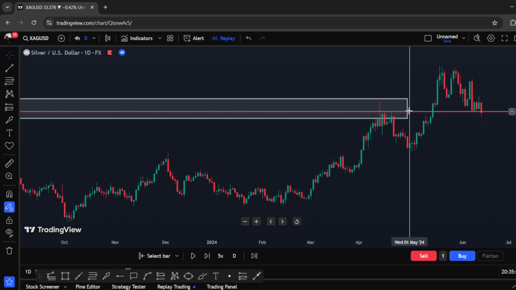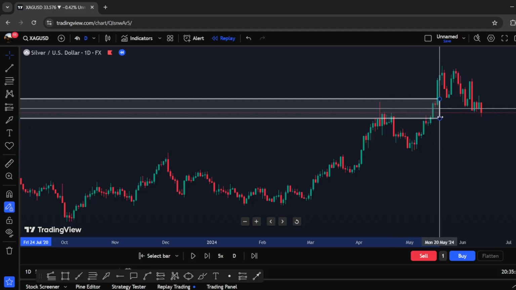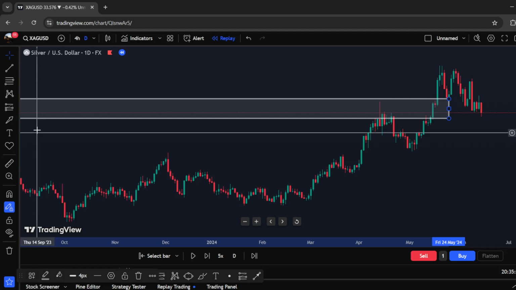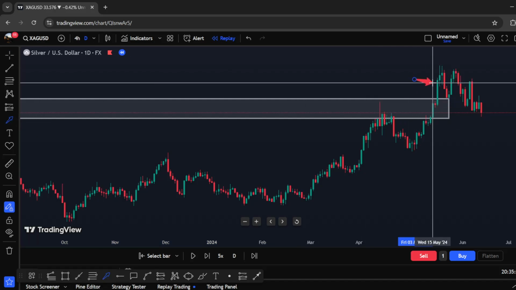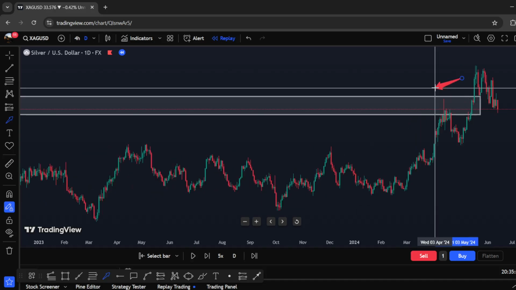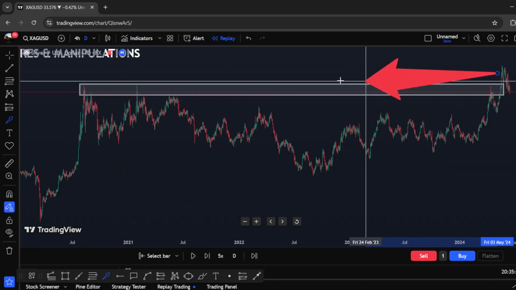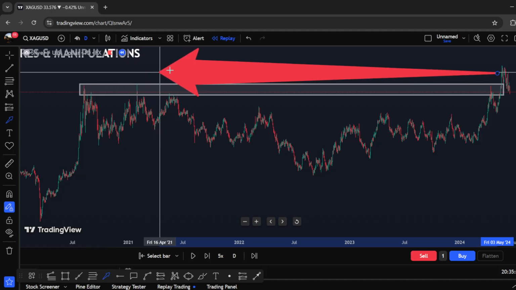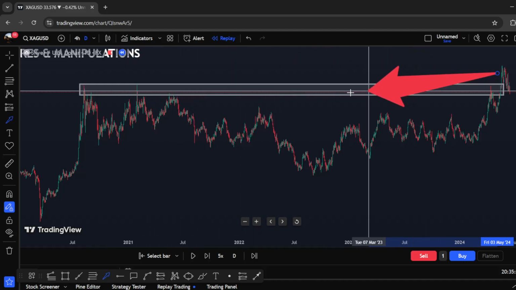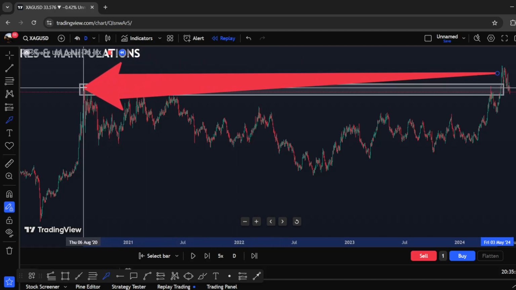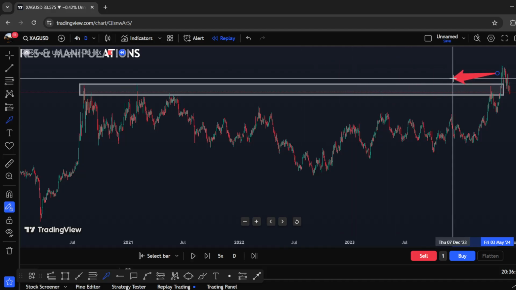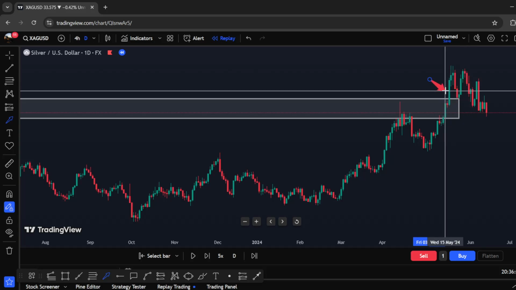I just extend that to the right, and then we broke the level. Let's just go back one step. When this was happening, there was no close above that level. As you can see, since August 2020, there has been no close above this level until we got here.